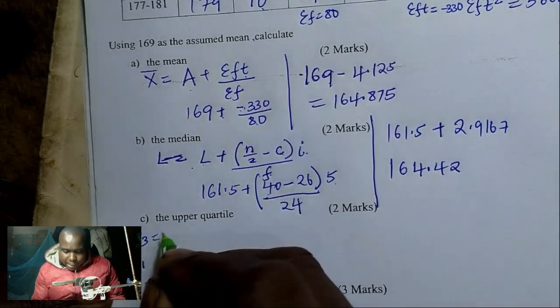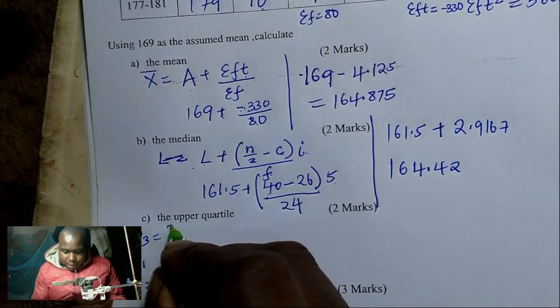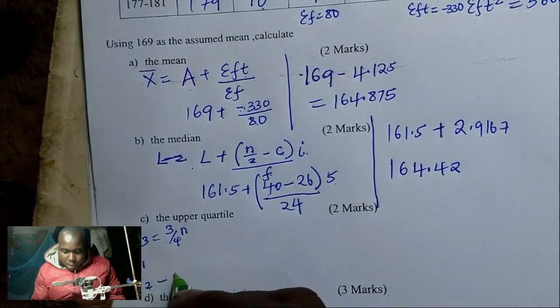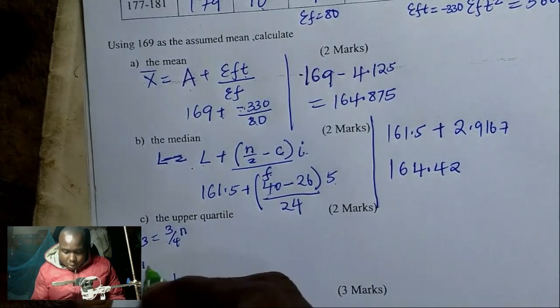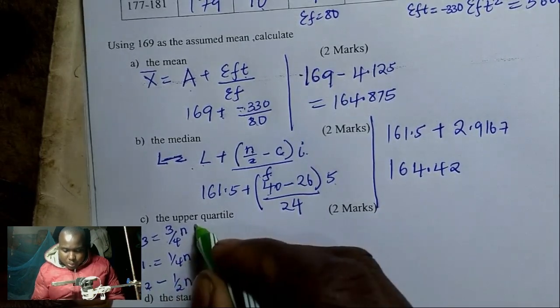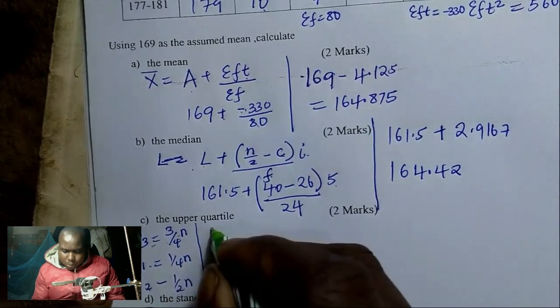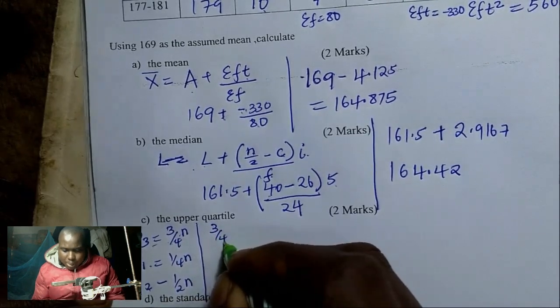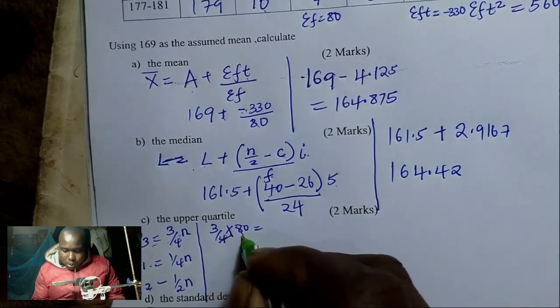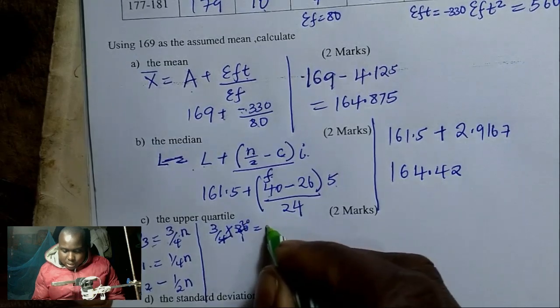So the upper quantile is gotten by 3 over 4 n. The median, which we have done, is 1 over 2 n. The lower quantile is 1 over 4 n. So we have been asked for the upper quantile. So the upper quantile will be 3 over 4 times n, which is 80. So this goes here once, here twice, 20. So it is going to be 60.